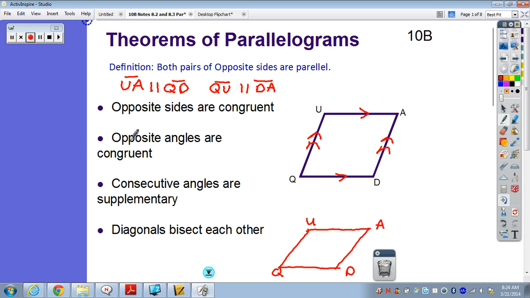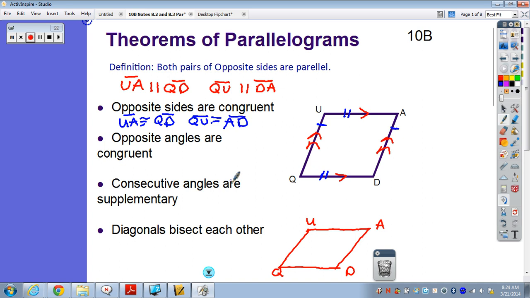Then there's four additional properties that you need to know about parallelograms. The other properties are opposite sides are congruent. To show that in a different color, you can put tick marks. I'm going to put 2 tick marks for UA and 2 tick marks for QD. That shows they are congruent. And then QU and AD. And if I write that in symbols, I would say UA is congruent to QD, and then QU is congruent to AD.